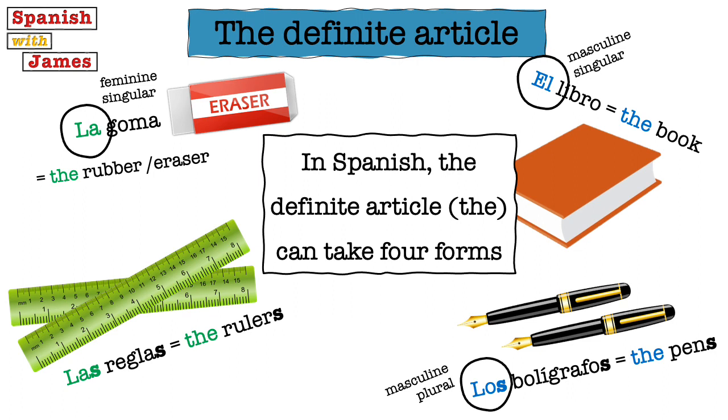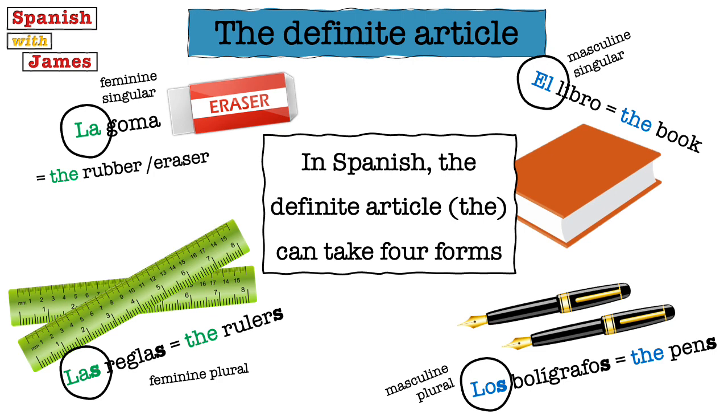Most of the time in Spanish we can make words plural by adding an S or an ES in some cases. And then finally, las reglas. Instead of la regla, it goes to las. So the article gains an S and the noun gains an S. So these are the four different ways of saying the in Spanish.